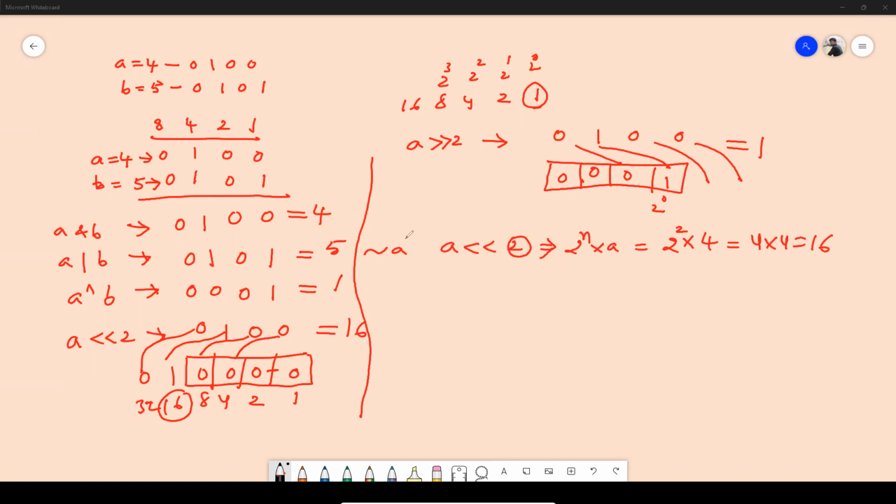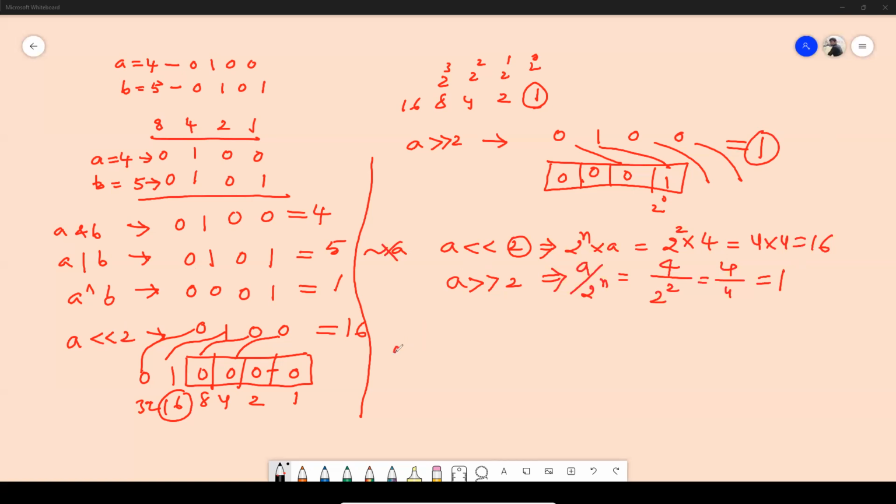In the same way, we'll talk about A right shift 2. What is the formula for this? A by 2 to the power of n. What is A? 4. 4 by 2 to the power of 2, which is 4, is equal to 1. Right, we have got the same result here. This is how you need to calculate A and B, A or B, A XOR B, A left shift, binary left shift, binary right shift.